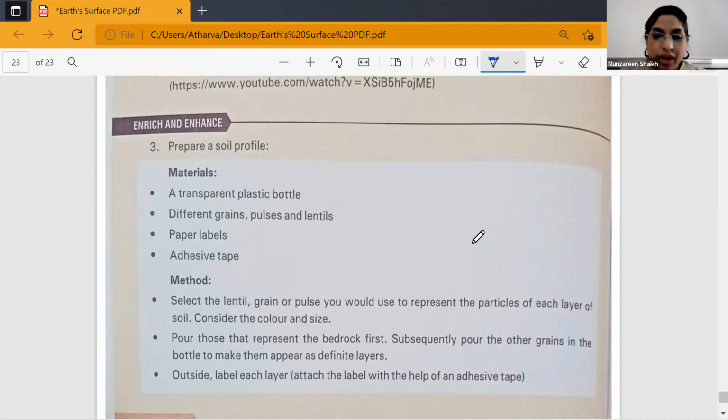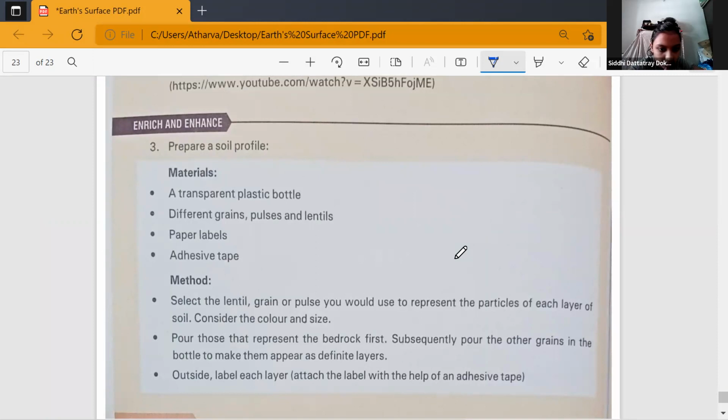What are you all going to do? Select the lentil, grain, or pulse you would like to represent the particles of each layer of soil. Consider the color and size. Then what you have to do? Pour those that represent the bedrock first. Subsequently, pour other grain in the bottle to make them appear as definite layers. Have you seen in the diagram? The layers are very visible. Similarly, you all have to do it as an activity. Make sure that the layers are clearly visible.